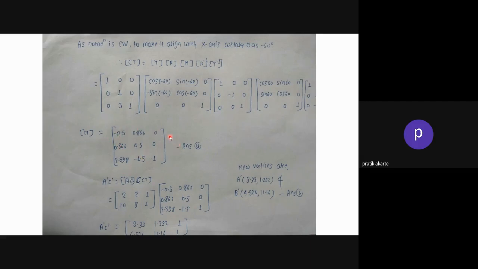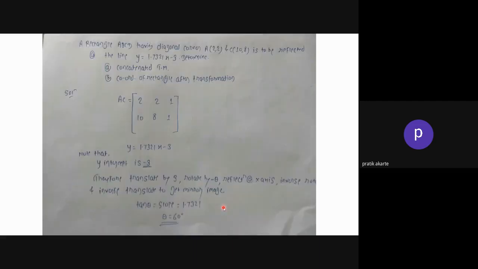After that we have to find the new coordinates for the diagonal corners of the rectangle. You can either multiply by taking a single vertex, or multiply as a combined matrix: 2 2 1, 10 8 1. Multiplying, you get the new vertices A dash as 3.3 and 1.232, and B dash as 4.526 and 11.16. So this is one of the types of problem that can be asked.